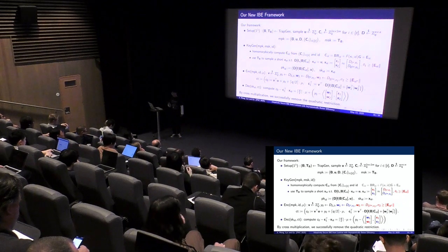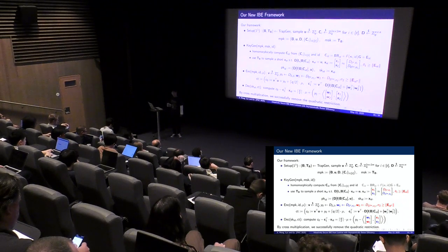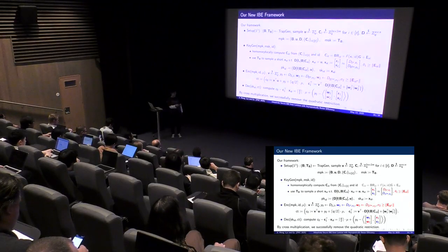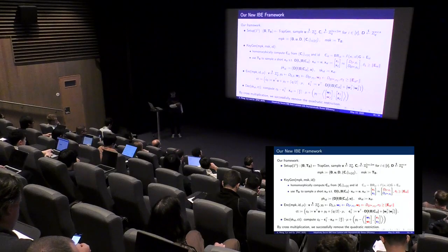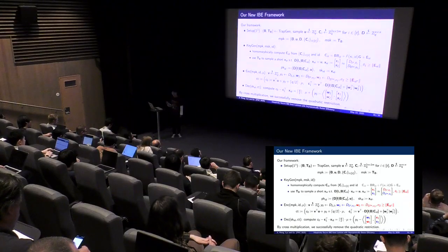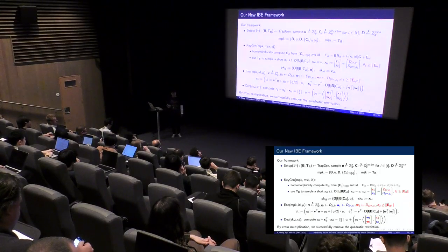And in the decryption algorithm, we can get the new error term as a cross inner product. Well, on the left is the hybrid error, the right is the hybrid secret key. So now the error term is just linear in the RID's norm. In this way, we can successfully remove the quadratic restriction.